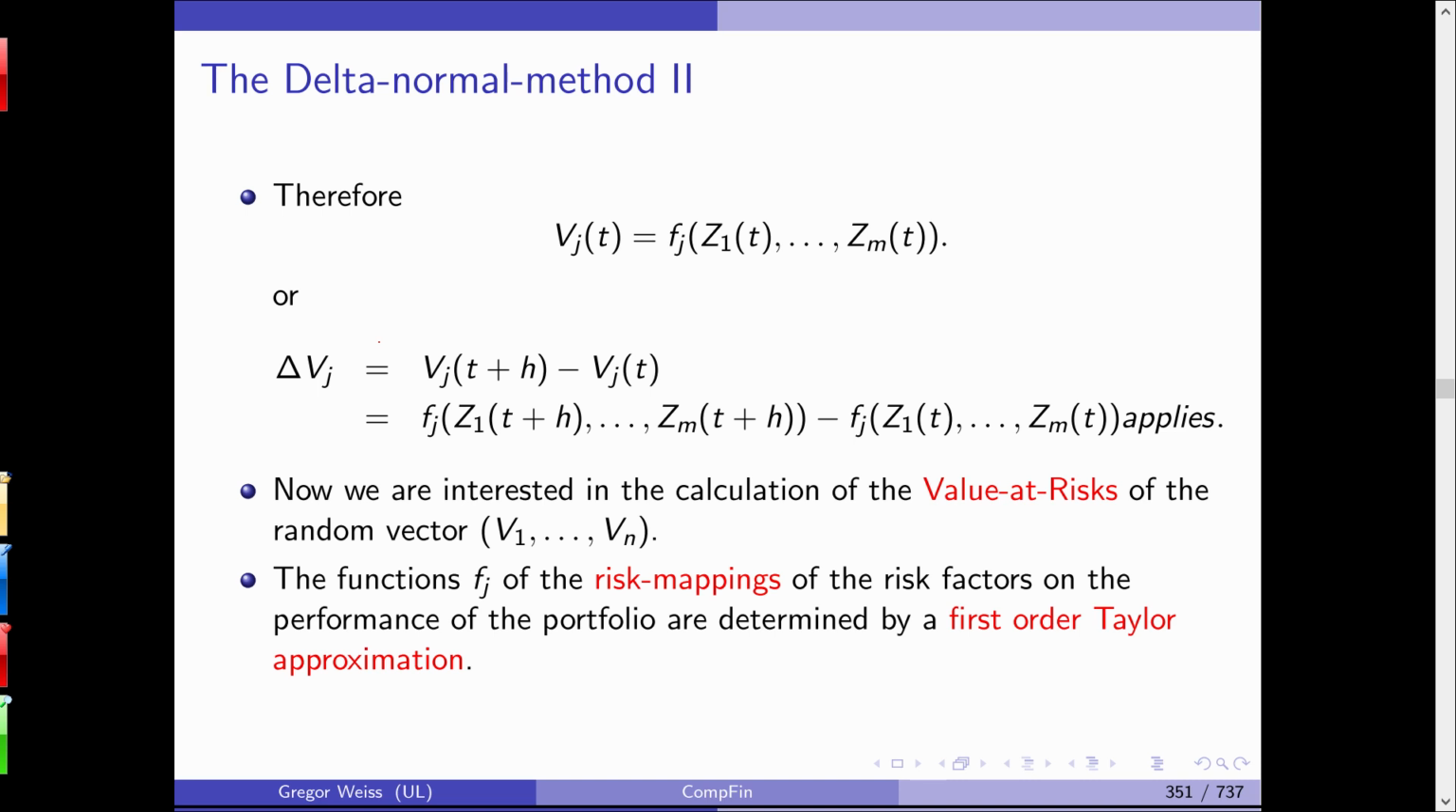So if you're interested, for example, in the risk of an interest-bearing asset, you need to look at the changes in the interest rates. So we're interested in the calculation of the value at risk of this random vector V1 to Vn. Those functions are called risk mappings of the risk factors to the performance of the portfolio, to the price of these single assets, and they can be determined by a first-order Taylor approximation.